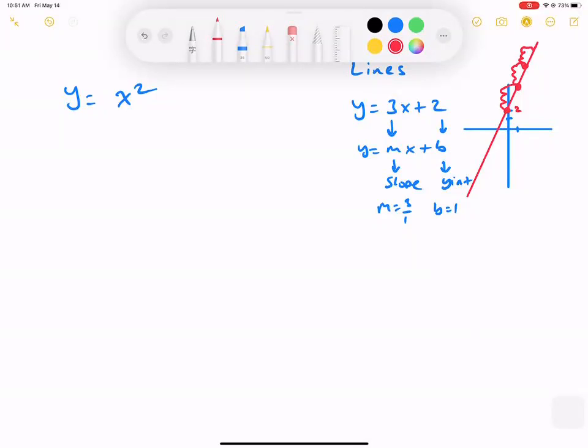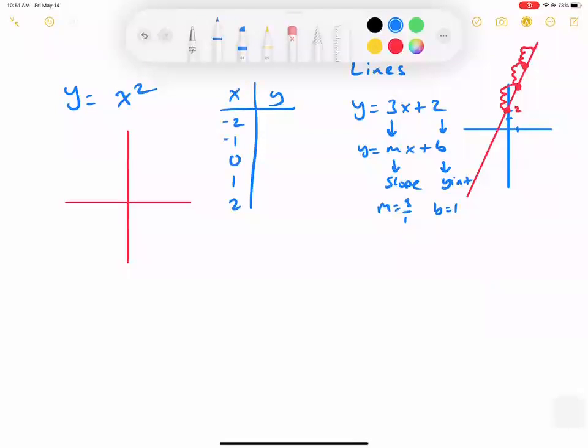Now let's go ahead and get started. First thing, let's set up a graph here. And then we're going to set up a table for us to start, because that's a method that we learned before. We worked on tables, x's and y's. And hopefully your homework didn't seem like it was that hard. 0, 1, and 2, and negative 1, negative 2. And this x squared pattern is going to be for all parabolas.